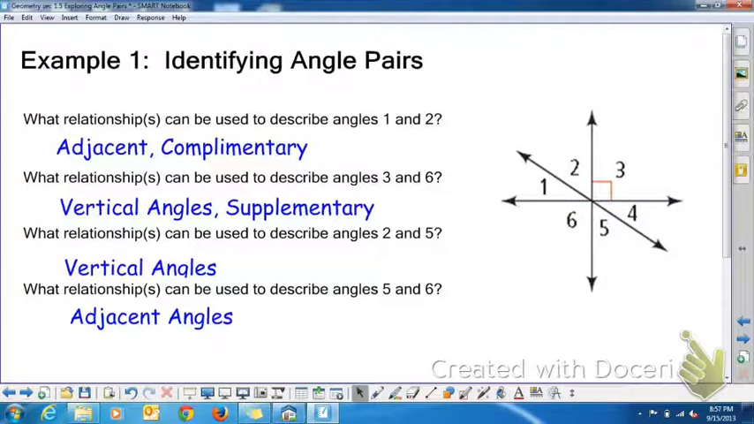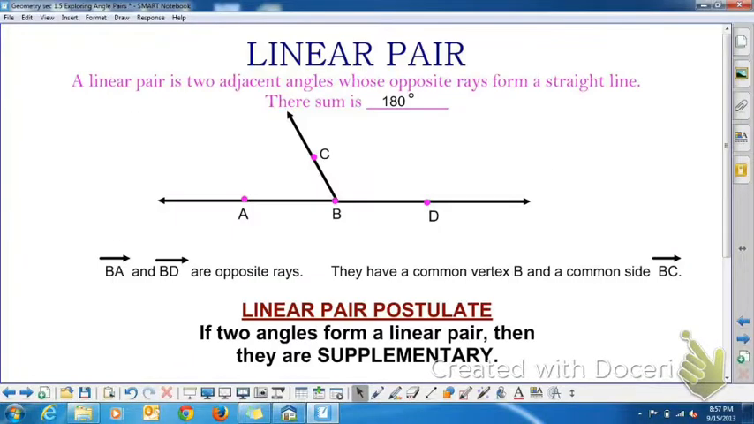Now we've explored these several different pairs of angles. Let's move on. A few moments ago I mentioned a linear pair. A linear pair is two adjacent angles whose opposite rays form a straight line. Their sum is 180 degrees.